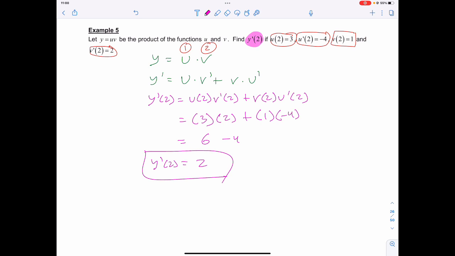Using the same principles and knowing what the values of u at 2, u prime at 2, v at 2, and v prime at 2 are, we can solve what y prime at 2 is going to be.